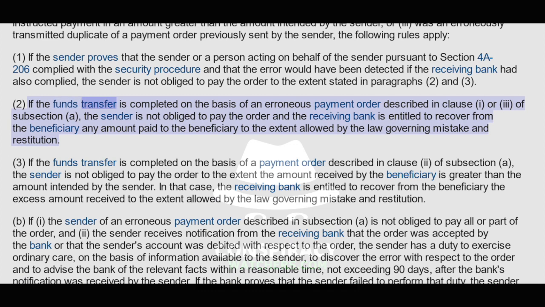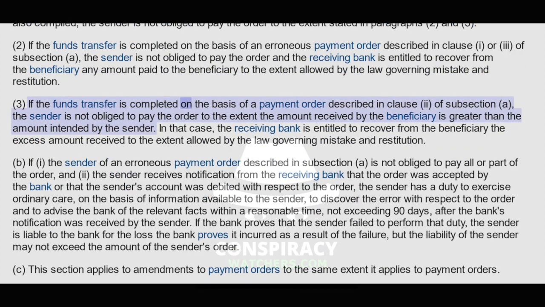If the funds transfer is completed on the basis of an erroneous payment order described in clause or of subsection, the sender is not obliged to pay the order and the receiving bank is entitled to recover from the beneficiary any amount paid to the beneficiary to the extent allowed by the law governing mistake and restitution. If the funds transfer is completed on the basis of a payment order described in clause of subsection, the sender is not obliged to pay the order to the extent the amount received by the beneficiary is greater than the amount intended by the sender.